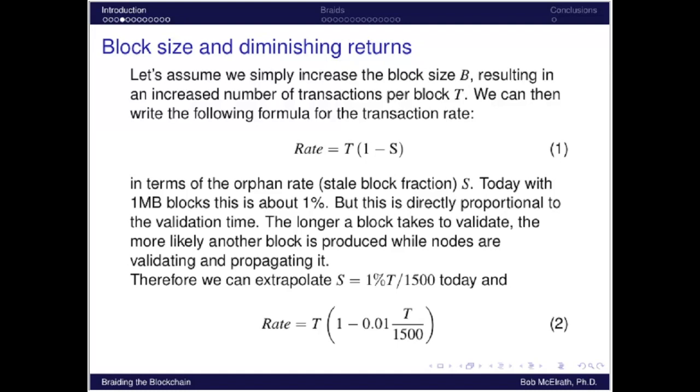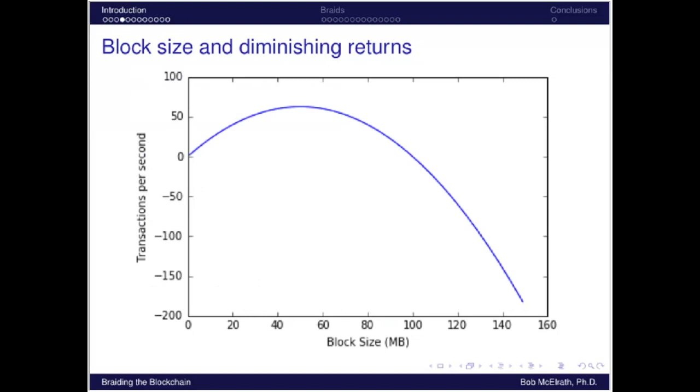Let's assume we simply increase the block size. This results in an increased number of transactions. We can then write the following formula. The transaction rate is the number of transactions we have times 1 minus S, where S is the orphan rate, or the stale block fraction. Today, S is about 1%. But this is directly proportional to the validation time. The longer a block takes to validate, the more likely another block is produced while the nodes are validating and propagating it. Therefore, we can extrapolate this rate, 1% per 1,500 transactions, and we can write the following formula, which is graphed on the next slide.